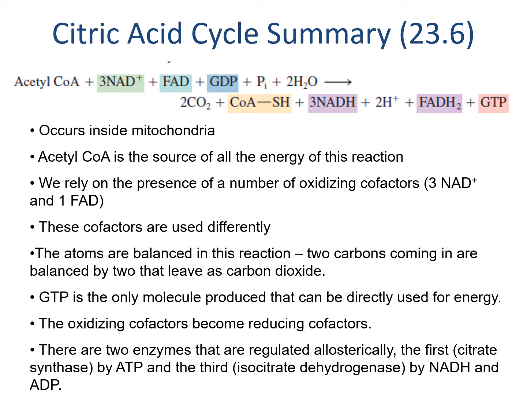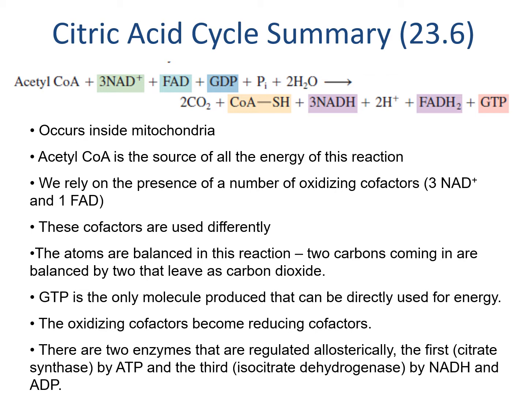The citric acid cycle is an example of metabolic regulation through allosteric enzymes as well. Citrate synthase, which is the first enzyme we'll talk about, is regulated by feedback with ATP. Since ATP is the end goal for the citric acid cycle and the electron transport chain, having lots of ATP slows down the cycle.